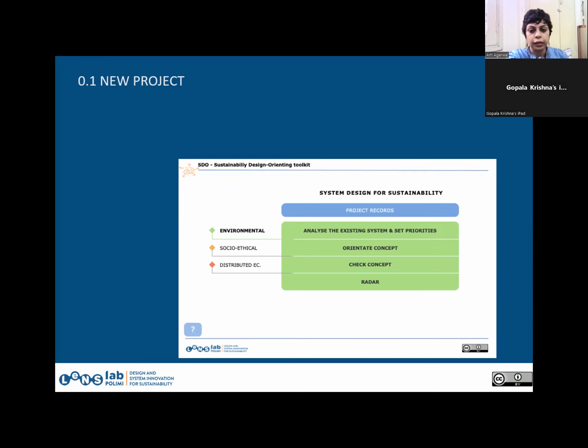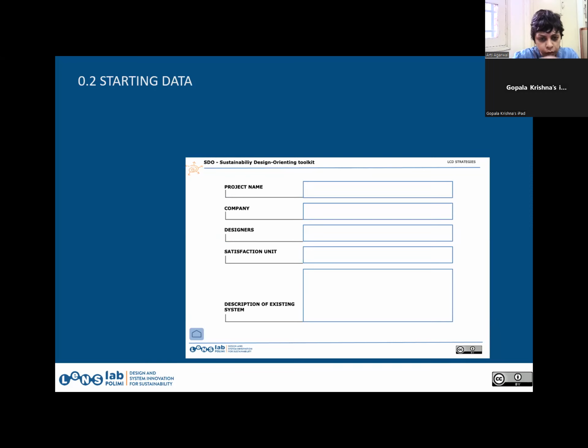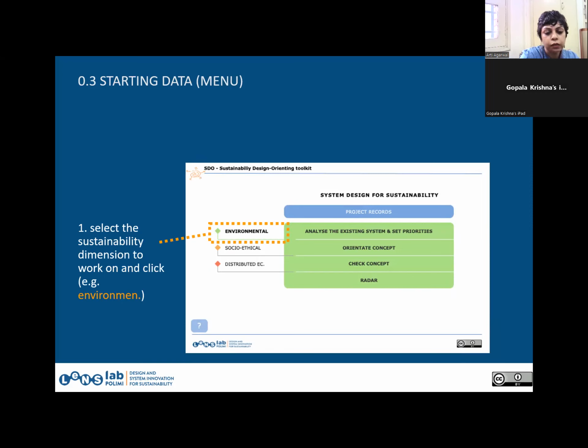It starts with analyzing the existing system and identifying your priorities for different aspects of sustainability. Then you orientate your concept, where you add a whole lot of details about your concept. You check your concept, and then you see it visually on a radar. So this is how you start. First, start with project records. You click on it, and then you enter all the description and the details. Then you start with environmental components. You see, these three are different components of sustainability.